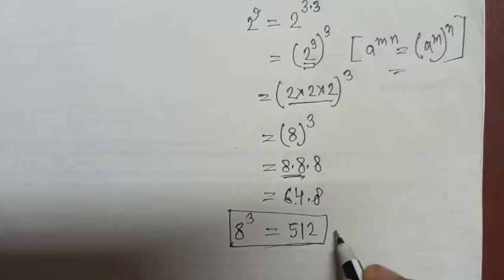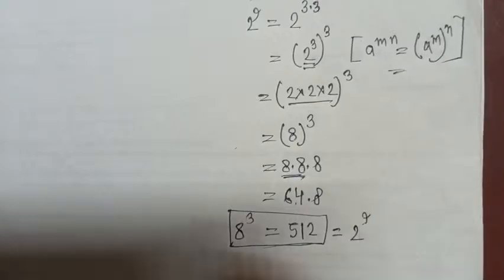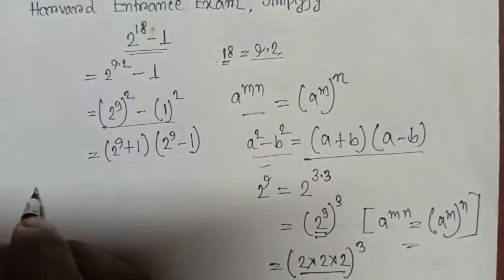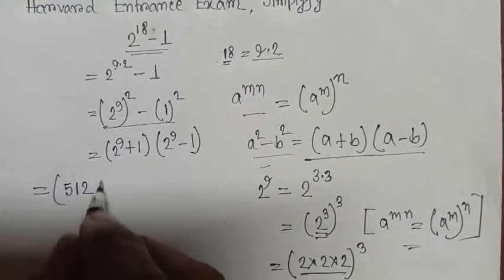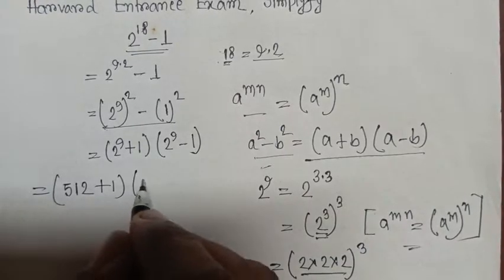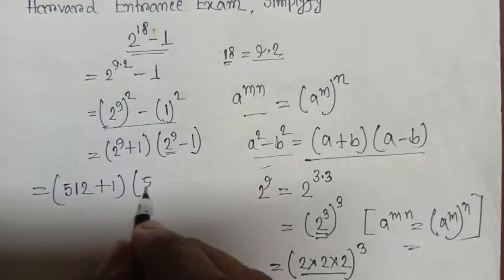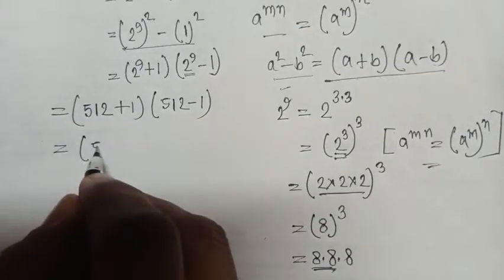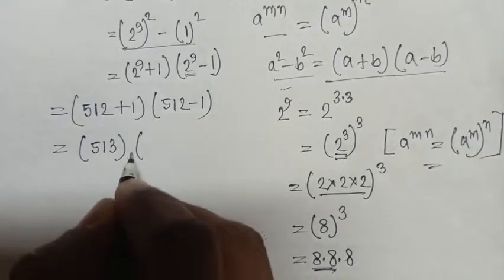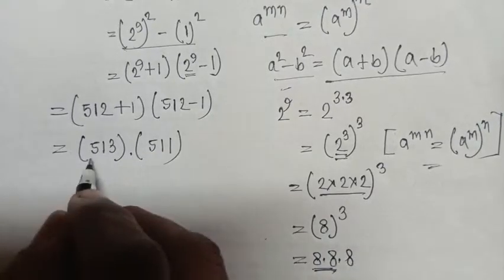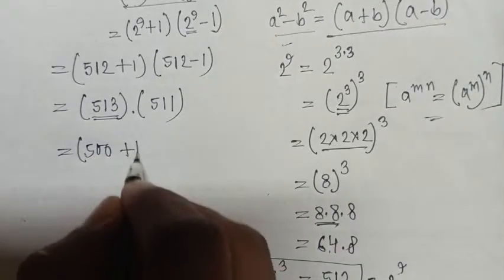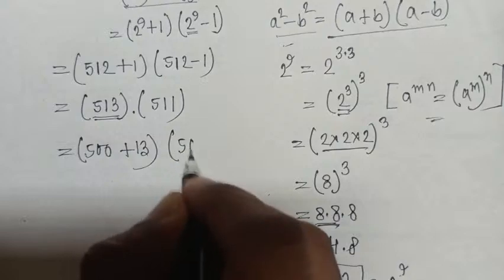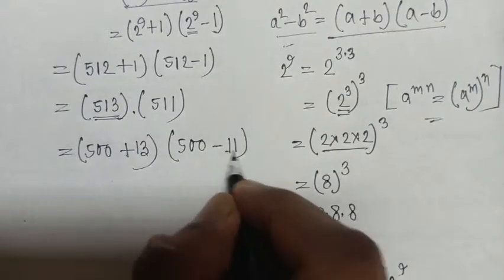We know that this is also equal to 2 to the power 9. So here we put the value: 2 to the power 9 is 512, so 512 plus 1, and 512 minus 1. If we compute, we get 513 into 511. Now we can express this as (500 plus 13) into (500 minus 11).